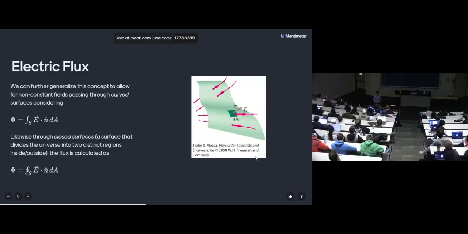Now, if the electric field is, like I said, not constant and is not at constant orientation with respect to the surface that you're integrating through, then we have to do this integral here: phi is going to be the integral over the surface S of E dotted into the normal vector times the differential area.